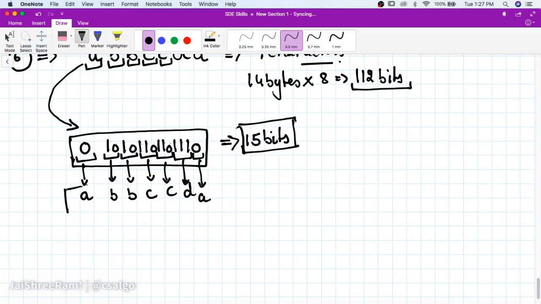So this is how I will retrieve the value. I hope you are clear with this. This is how the Huffman encoder works, and how the encoding is done and how the decoding is done.